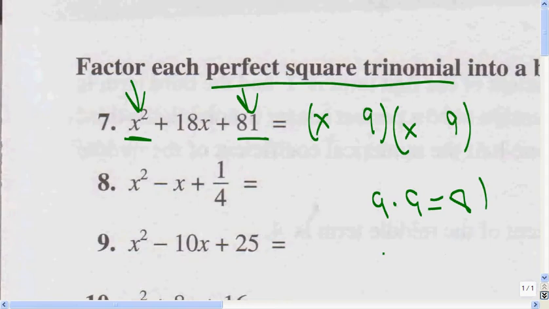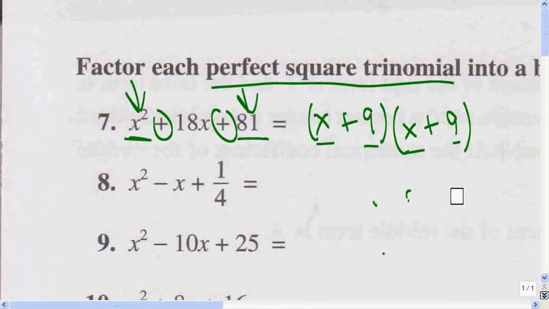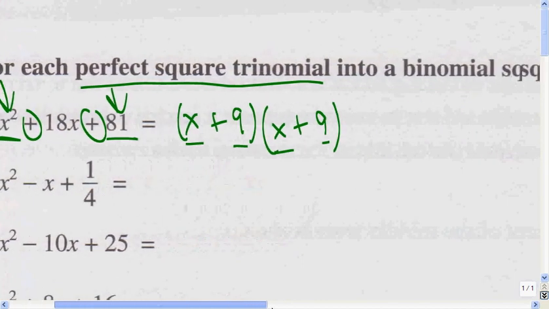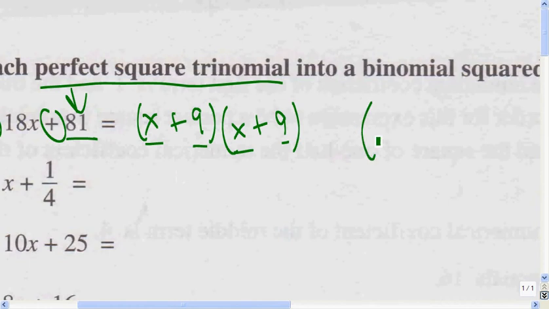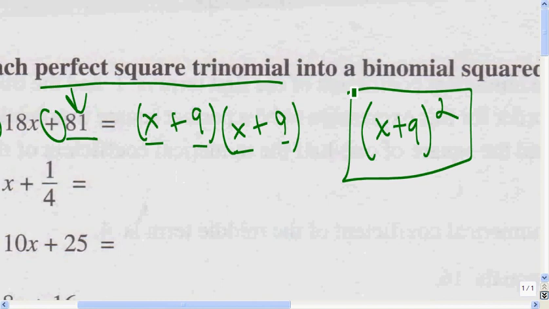Okay, so that's why the square root of x squared is x and x, and the square root of 81 is 9 and 9. And then since they're both positive, both of these are going to be positive. And then in the directions, they say to write it into a binomial squared. So that means that I'm going to write it like this: x plus 9 squared. Okay?